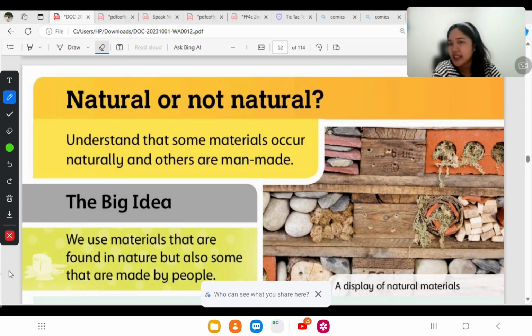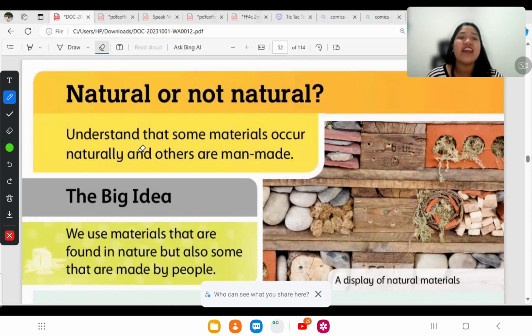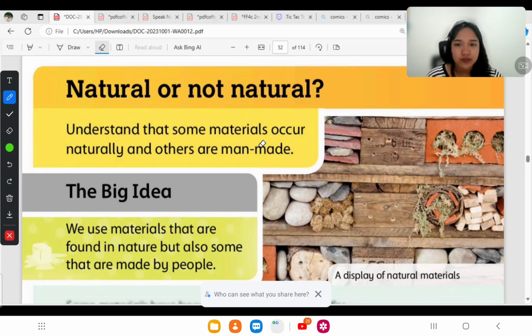But now, look here, Isabel. Our materials, there are two types. First is natural, or not natural. So in our objective here, understand some materials occur naturally and others are man-made.